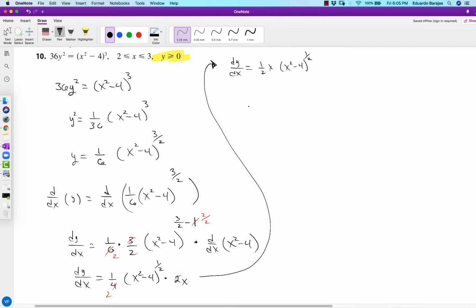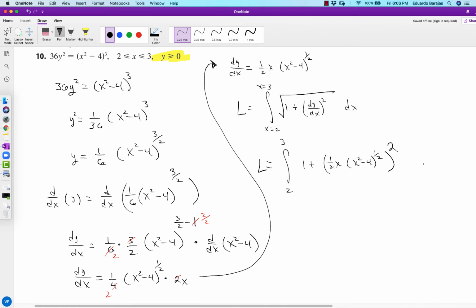Okay, so now our formula was the integral. Capital L is going to be equal to the integral as x ranges from 2 to 3, of the square root of 1 plus (dy/dx) squared, dx, right? That's our formula. So capital L is going to be the integral from 2 to 3 of 1 plus, and now right here we replace it with 1/2 x times (x squared minus 4) to the 1/2 power, and then all of that gets squared, and then all of that gets square rooted, dx.